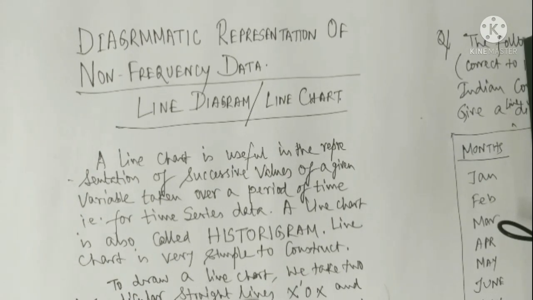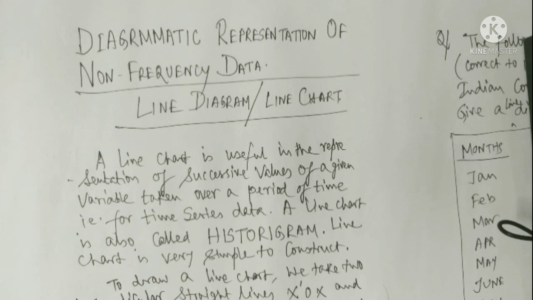To draw a line chart, we take two perpendicular straight lines, X'OX, simply called x-axis, and Y'OY, that is y-axis. X-axis is horizontal axis and y-axis is vertical axis. These two axes are on graph paper. The right side of X'OX and the upper side of Y'OY are taken as positive and the opposite sides are taken as negative.